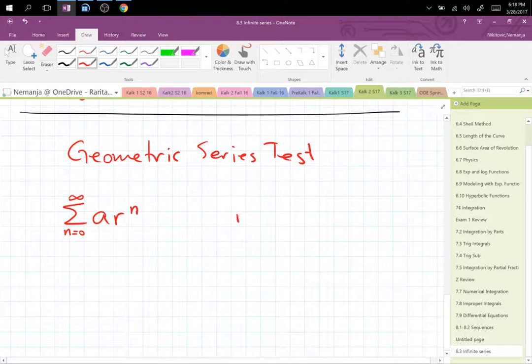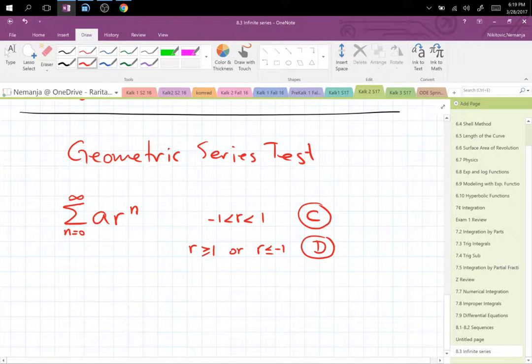If r is in between -1 and +1, we have convergence. And if r is larger or equal than 1 or smaller or equal than negative 1, we have divergence. And if it converges, the sum is equal to a over 1 minus r. It's a formula.